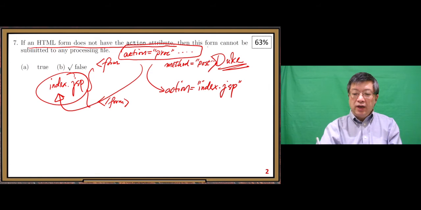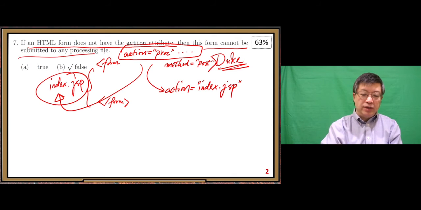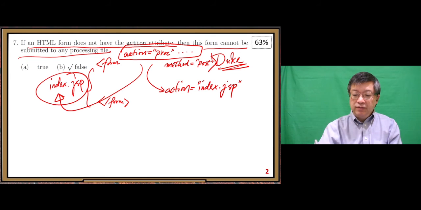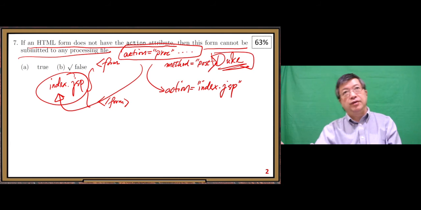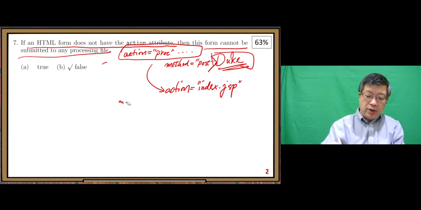Yeah. So here the second part of the sentence is not true. Cannot be submitted to any person. No, submit to itself. The Duke example. So you will see it. I talk about that in the Duke example. All right. So that's question number 7.